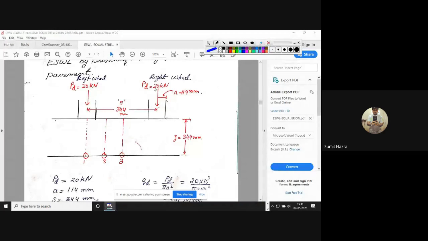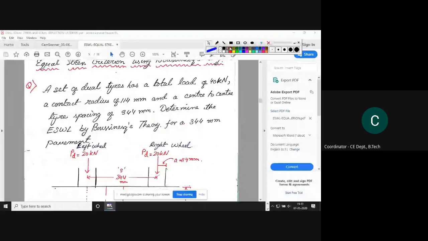See here, they have given in the question that it is center to center tire spacing, not the inner gap. If they have said that, then that will be your D value. If they have said the distance between the inner walls of the tire, then that will be your D. But here they have already given it is center to center. That means this is the wheel, the center of the wheel will be here. This is another wheel, the center of the wheel will be here. So center to center distance is 344. Clear?